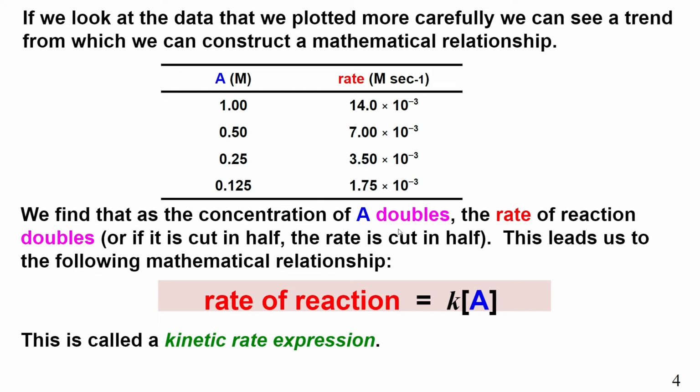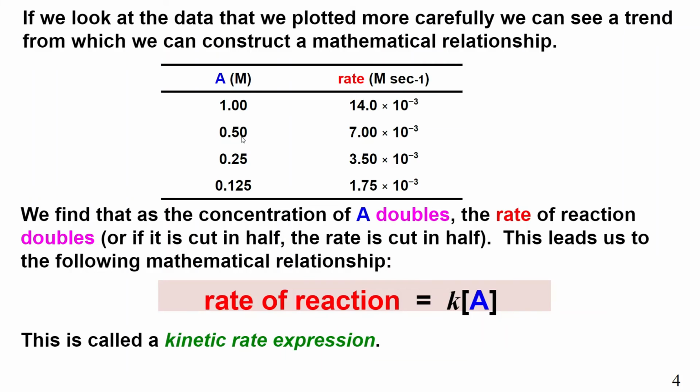Notice this math relationship goes both ways. If I doubled going this way, my rate doubled. But what if I cut that in half? What if I go from 0.5 concentration to 0.25 concentration? What's going to happen to my rate? Well, my rate is going to be cut in half as well, from 7 times 10 to the negative 3 to 3.5 times 10 to the negative 3 here.